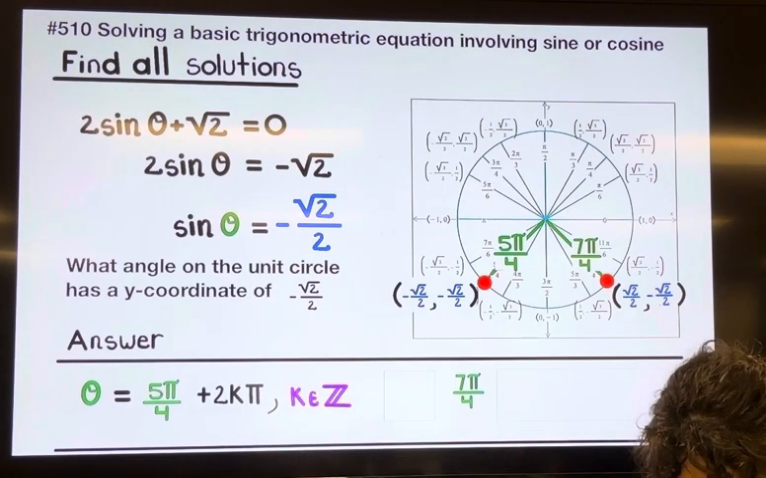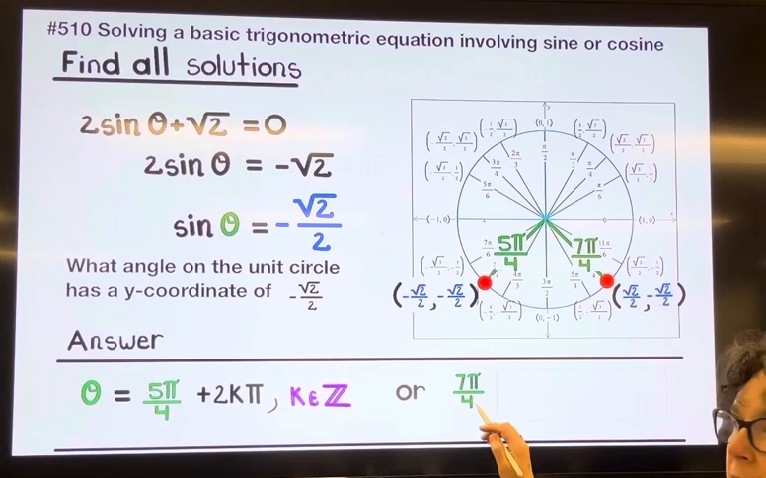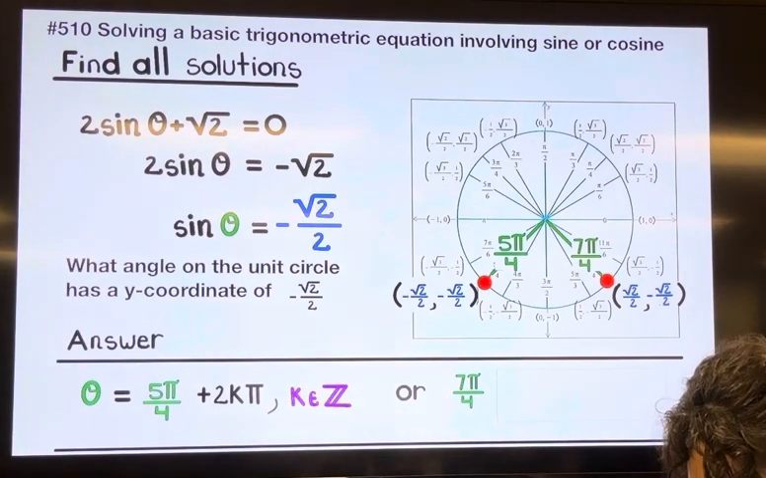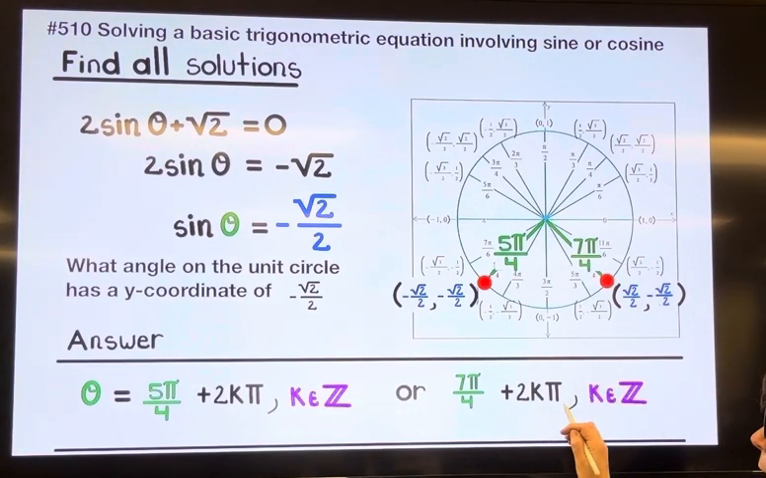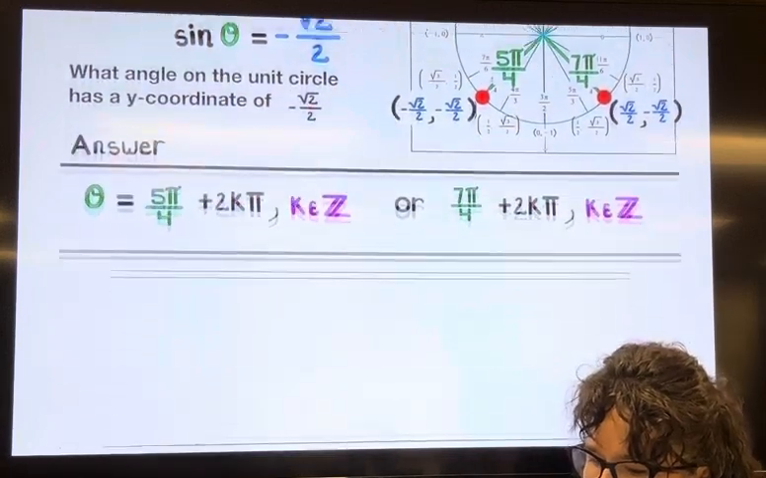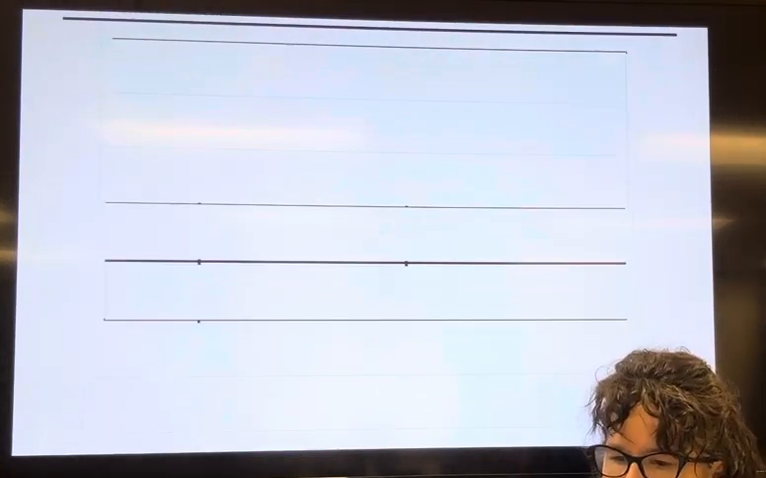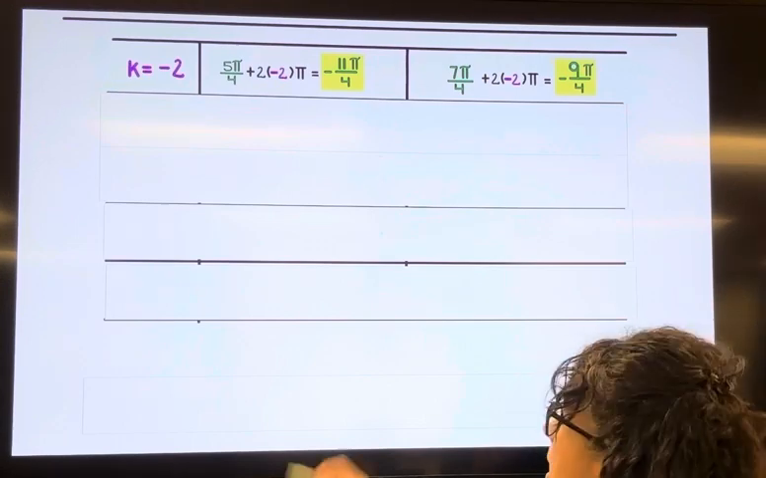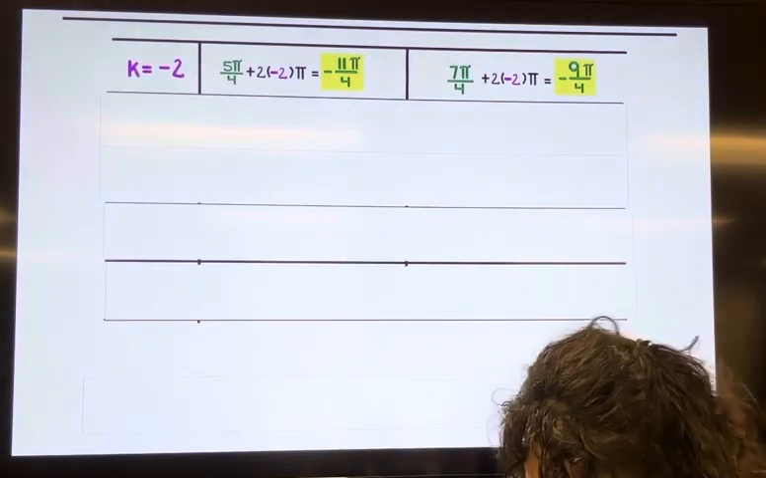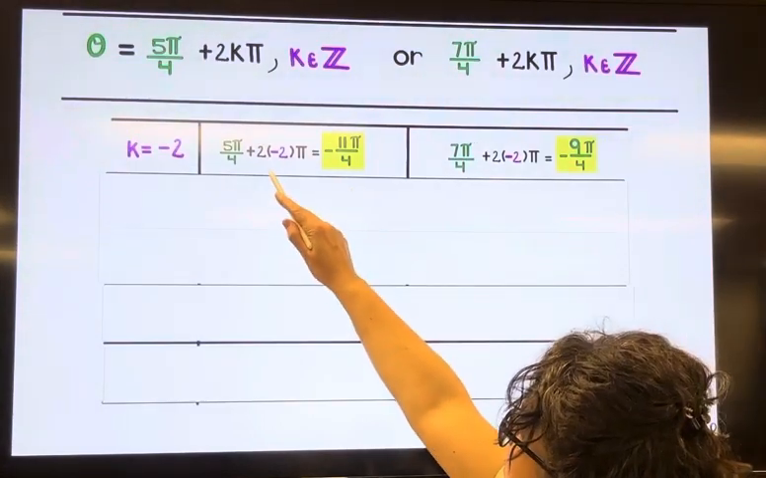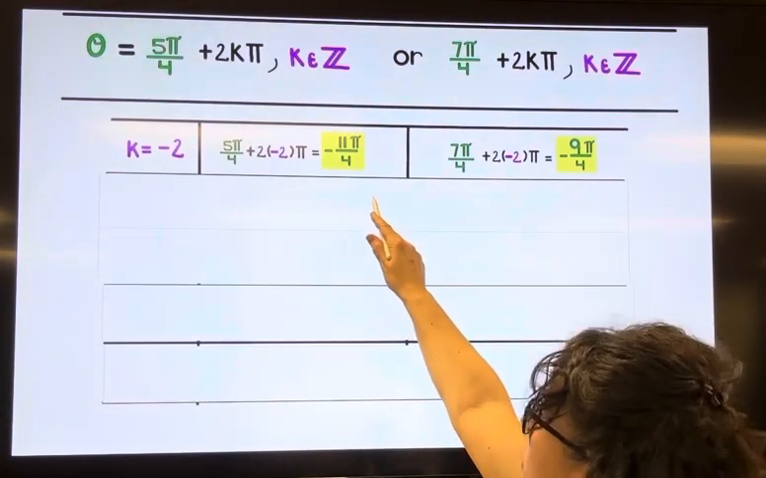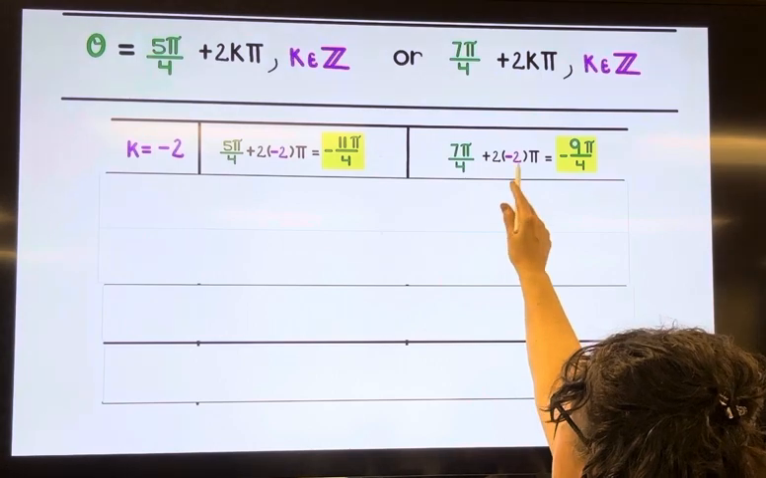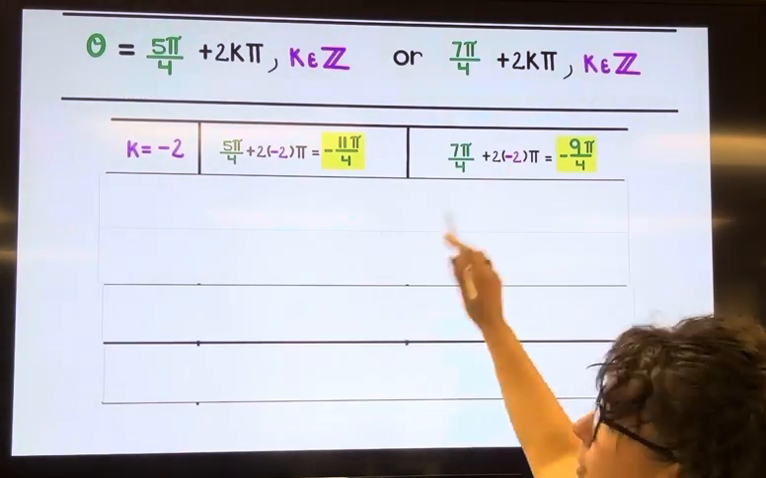Similarly here, I'm going to say or, because I also want repeats of this one. So I just do the same thing and say plus 2k pi, such that k is an element of the integers. I am going to do one more example, but before I do that, I just want to really emphasize what that notation just found. So if I let k equal negative 2 in that first one, I end up with negative 11 pi over 4. If I put in negative 2 in this one, notice I'm getting different answers.